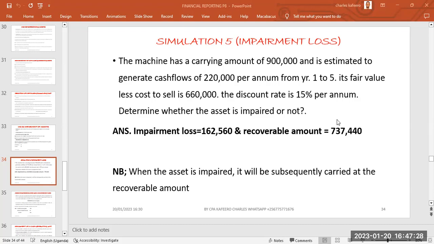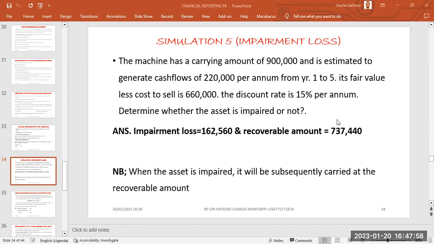So before we compare these values, of course, we said when you are determining whether the asset is impaired, we have to first of all know the carrying amount and the recoverable amount. So that's why I'm saying before we compare these values, we know that the asset is impaired when the carrying amount is higher than the recoverable amount.